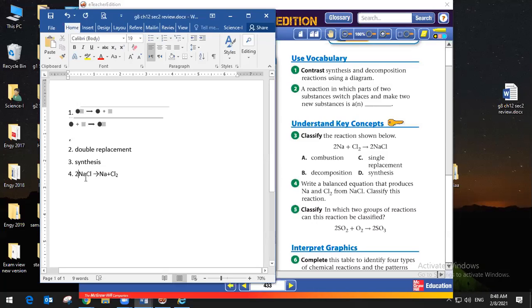So like this, we have 2 sodium and 2 chlorine. But on the other side, we just have 1 sodium and 2 chlorine. So chlorine is balanced. What about sodium? We should add a coefficient. Yes, we should add a coefficient too.